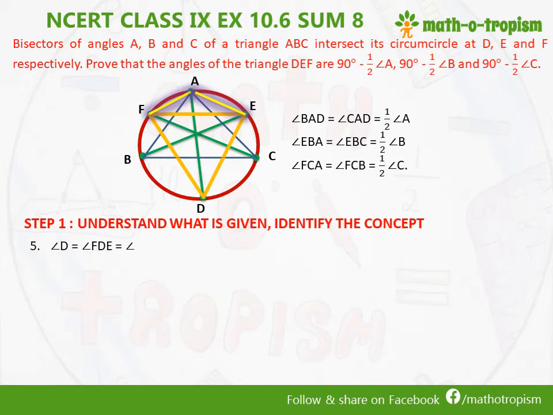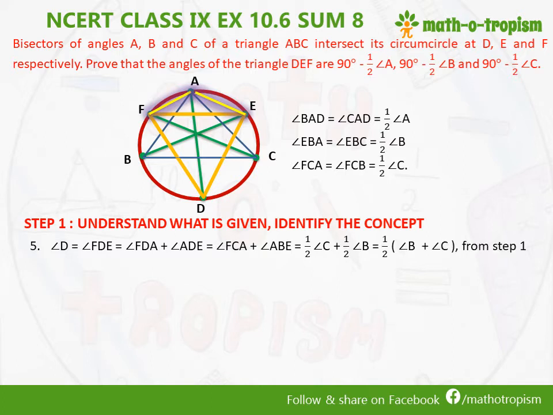So my angle D, which was angle FDA plus angle ADE, will now change to angle FCA plus angle ABE. Now what is angle FCA? It is half of angle C and angle ABE is half of angle B. So this means it will be equal to half of angle B plus C. This is from step 1.